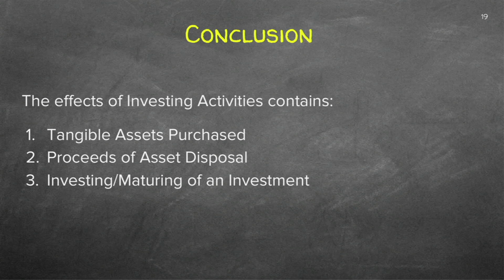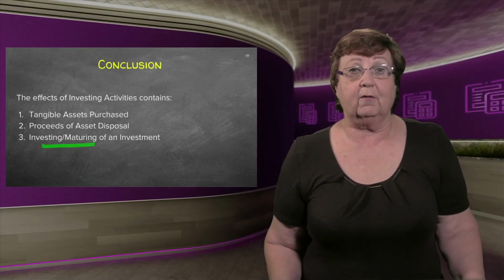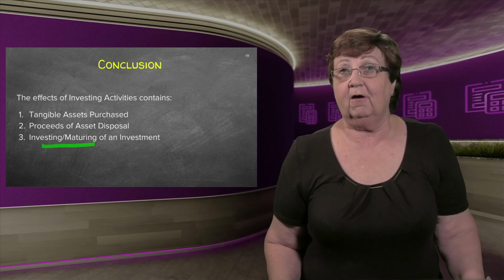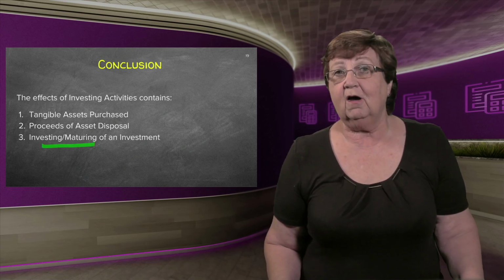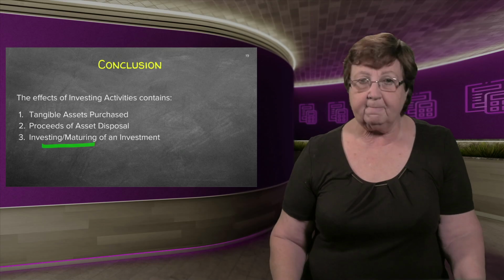Conclusion. The effects of the investing activities in our cash flow statement consists of three items. It is the tangible assets purchased, the proceeds of the asset disposal, and the investing or maturing of an investment. So three items which make up the note of cash effects of investing activities.